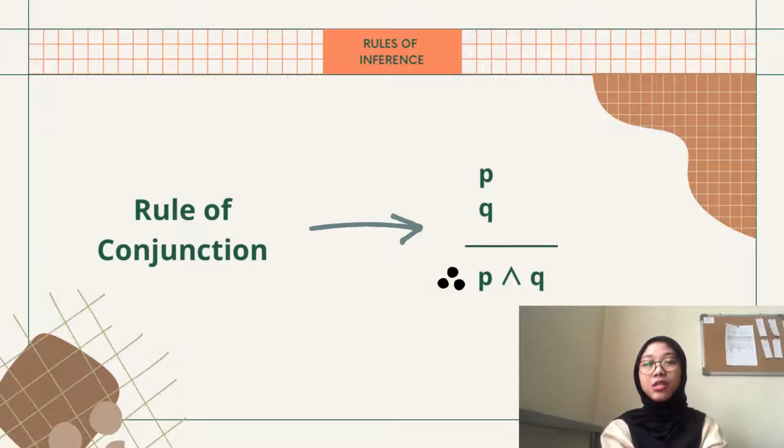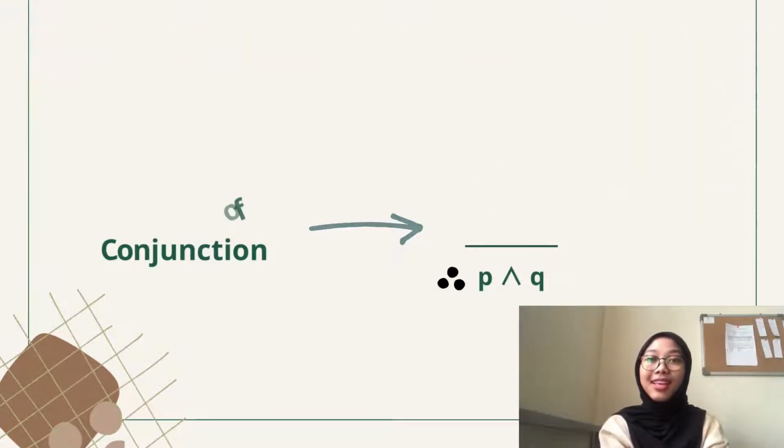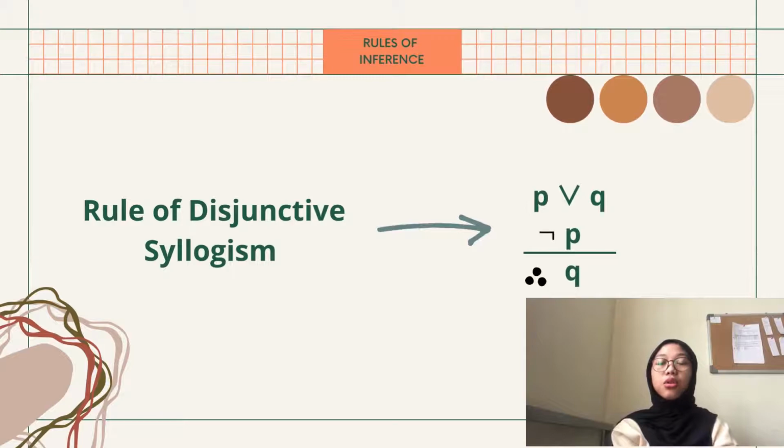I will continue this presentation with the fourth rule, which is the rule of conjunction. We use this rule to combine single premises. For example, we have two premises, P, Q. Therefore, we can get P and Q. Next is the rule of disjunctive syllogism. Here we have two premises. First, P or Q. Second is not P. Therefore, the conclusion is Q.